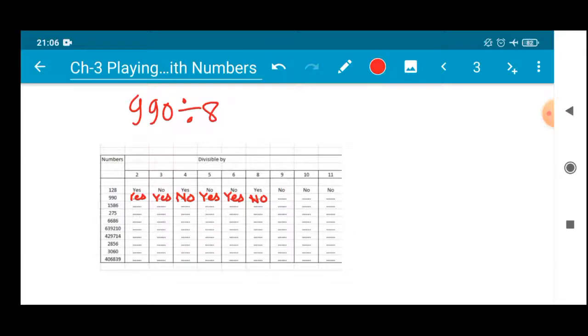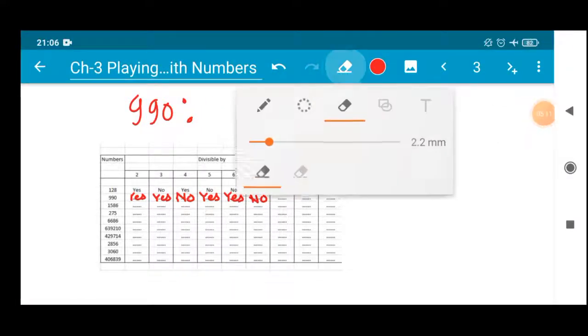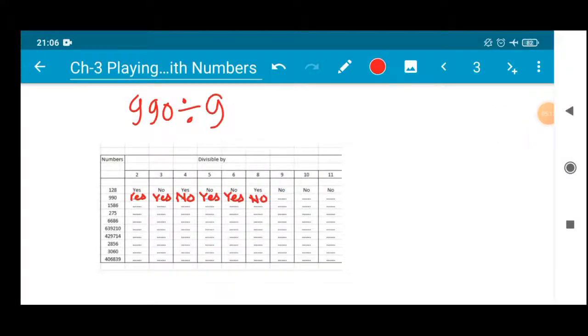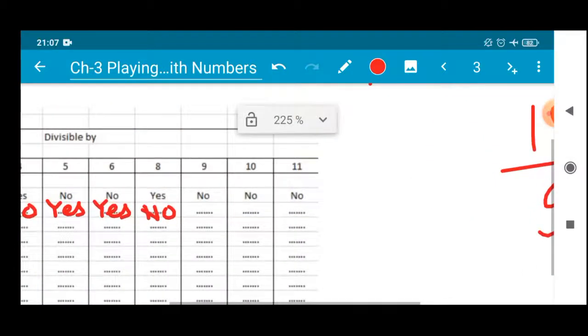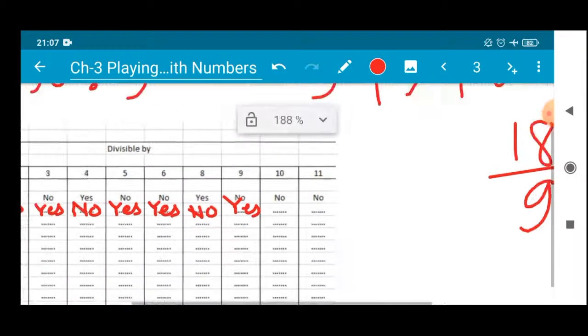So the next number we have is, is 990 divisible by 9 or not? So in order to check that, what we have to know is if the sum of the digits of the given number is divisible by 9 or not. 9 plus 9 is 18, 18 plus 0 is 18. So 18 is divisible by 9, 9 2 ja. So yes, we can write here that 9 is able to divide, it is yes.